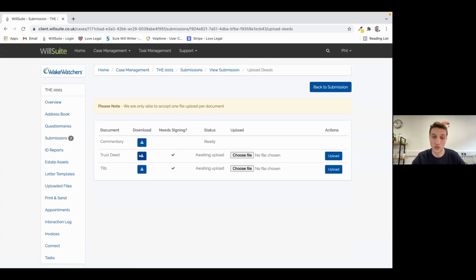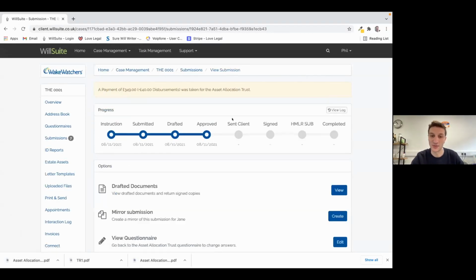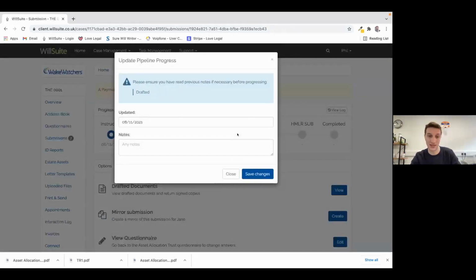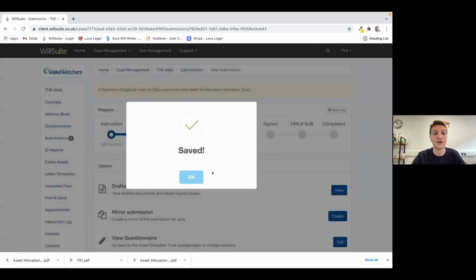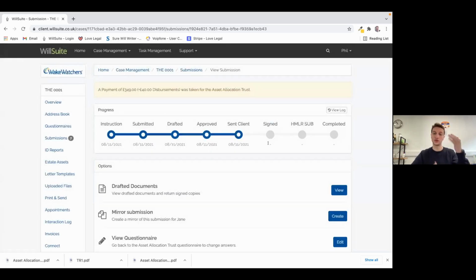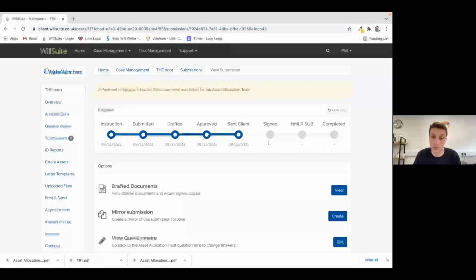What that will give us the opportunity to do is download these documents, go to the client and say, here are the documents. You will need to, of course, execute them, fill them out, sign them where they need to be signed. And at that point, we can then mark the case as sent to client. Again, this doesn't notify anyone. This is just for your reference. What this will do is keep you in the loop as to the process and what stage of the process you're at.